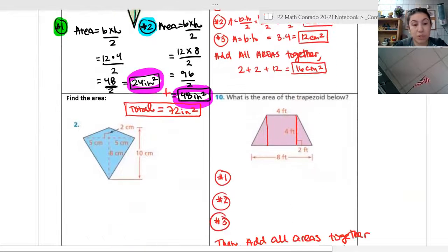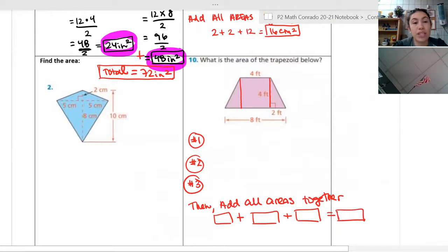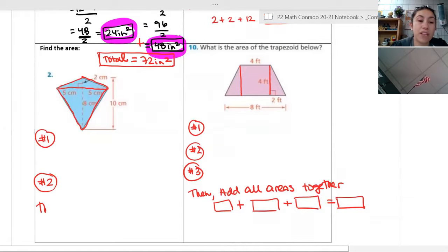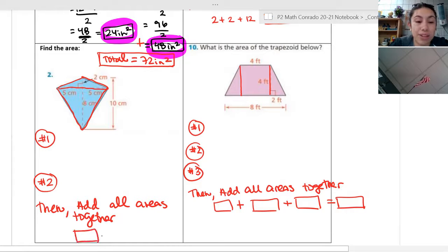So now in example number 3, go ahead and decompose this kite into 2 large triangles. That's going to be your first step, so you know what triangles you need to find the area for. You're going to find the area of triangle number 1, and then find the area of triangle number 2. Once you find those areas, you're going to add them all together to find the total area of the kite.